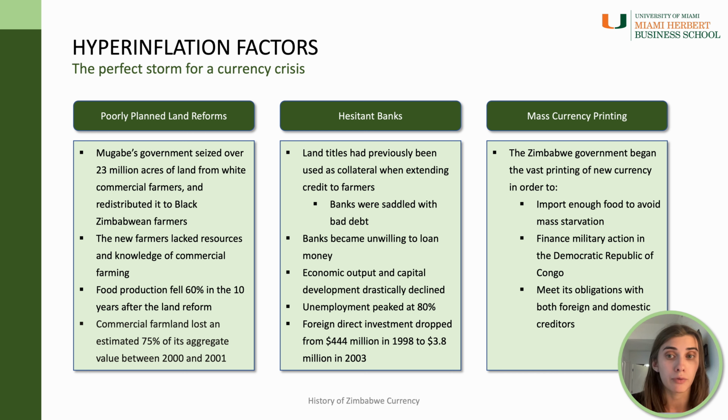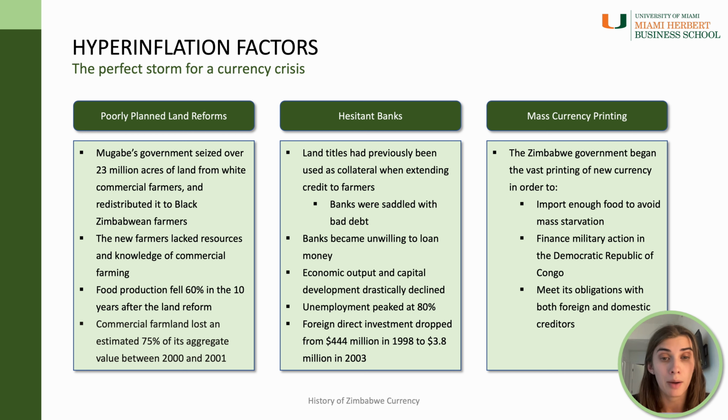As a result of the land reforms, banks who had previously used the land titles as collateral when extending credit to farmers became saddled with bad debt. The lack of land titles and the uncertain political and economic atmosphere resulted in many banks becoming unwilling to loan money, which dramatically decreased economic output and capital development. Foreign direct investment dropped from $444 million in 1998 to only $3.8 million in 2003.